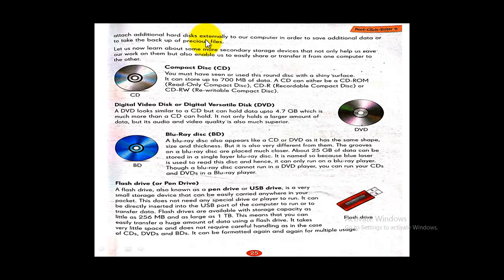We can put another hard drive or hard disk also to save additional data or to take backup of previous files.